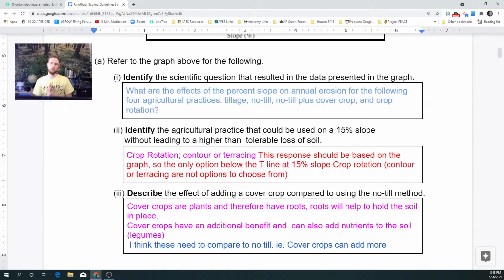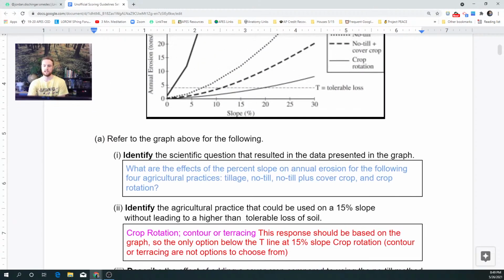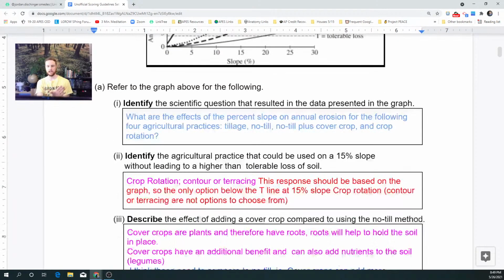So identify the agricultural practice that could be used on a 15% slope without leading to higher than tolerable loss. So this is a little tricky. Let's make sure we understand what this is saying. We need to look at tolerable loss, and we need to be below tolerable loss at 15% slope. So if we look, there's only one type of crop method that goes below tolerable loss at a 15% slope, and that is crop rotation. So we have to say crop rotation. And so the person who said contour or terracing, that's not even on here. So again, I think they're just pointing out ideas, but crop rotation is the only acceptable answer here.